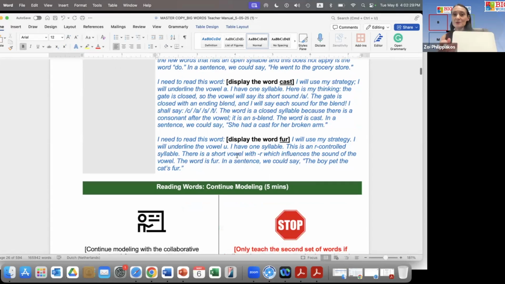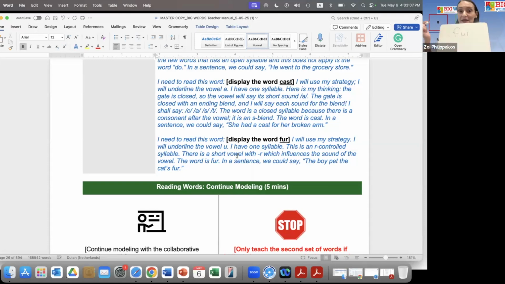I need now to read this word. Here is my second word. I will use my strategy. I will underline the vowel, A. I have one syllable. Here's my thinking. The gate is closed. The vowel cannot say its name, so it will make its other sound, and it will say ah. So the word is cast. The word is a closed syllable because there is a consonant after the vowel. It's a blend. It's an S blend. The word is cast. In a sentence, I would say, she had a cast for her broken arm. Now, I need to read this word.